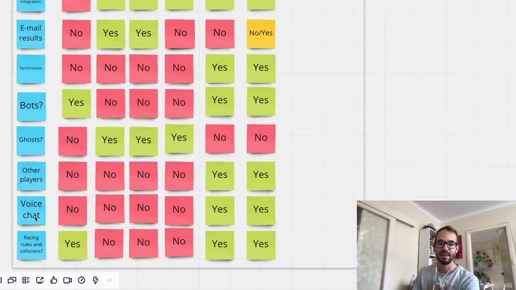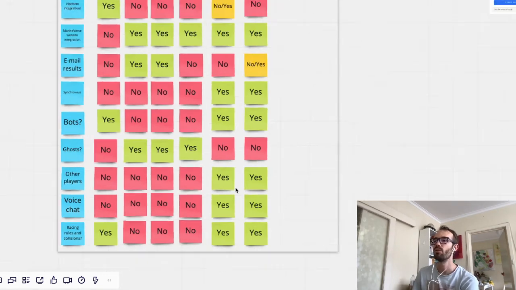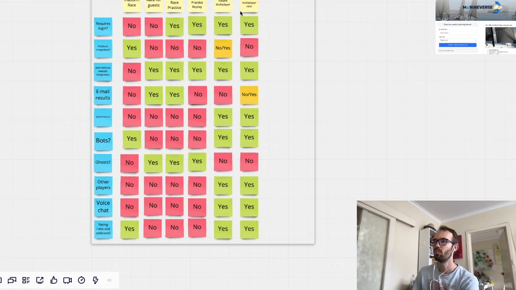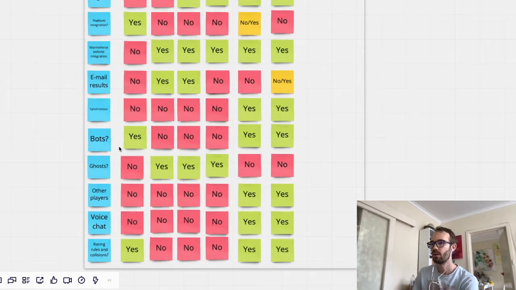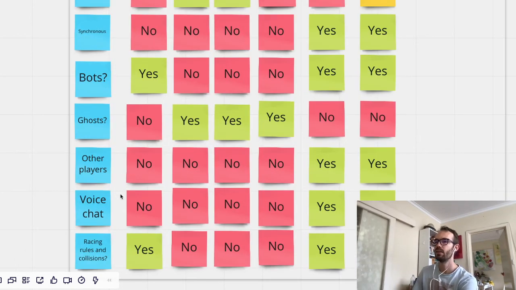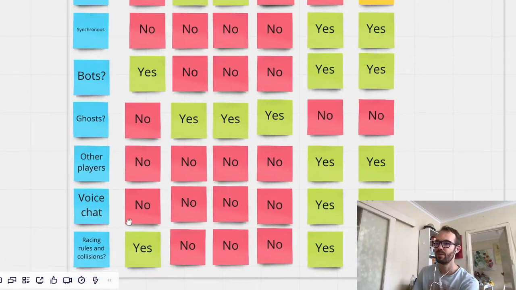For example, is there a voice chat? Can you chat with other players? Well, yes, you can if those other players are there with you. So you can do that in the multiplayer modes, which are synchronous, but you cannot do it in any of the asynchronous or non-synchronous modes.